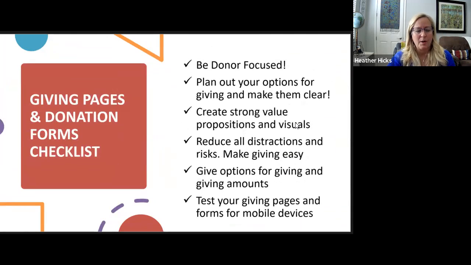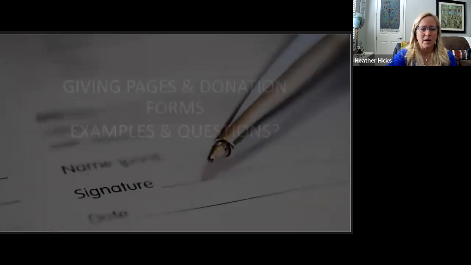I didn't mention that before, but any visual you use should speak directly to what you are doing and not look like it's a canned picture. If it can relate to something directly related to what you're doing, that's a way better visual than a canned visual in the giving process, because it makes it credible that this is something that's being done. It's not just pulled out of a magazine. Reduce distractions, make giving easy, give options for giving, giving amounts, and test your giving pages, even on mobile devices. Good checklist to go through and just make sure you're doing this well.